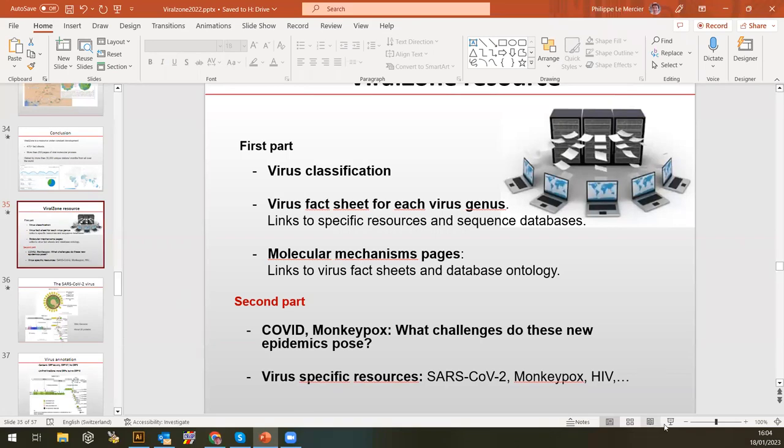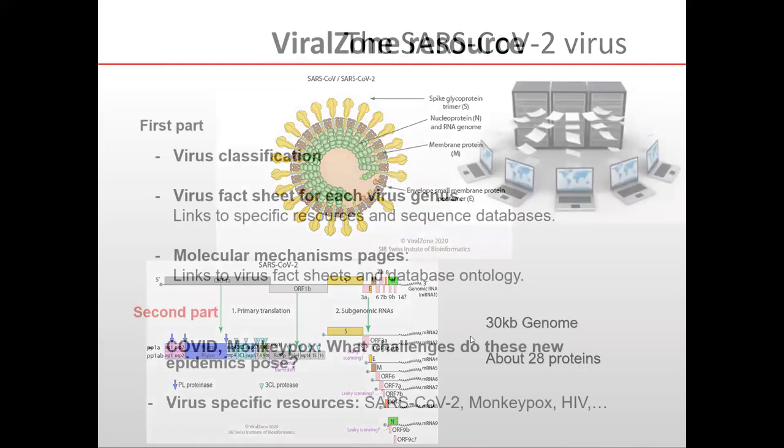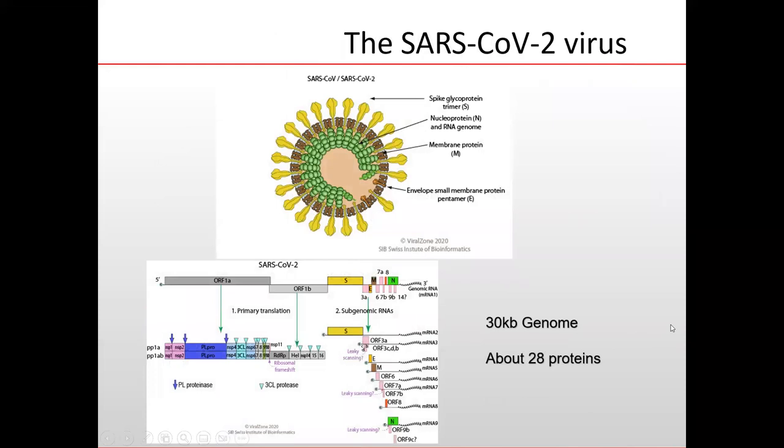Kits. Now we are going to speak about the second part, which is COVID and monkeypox, the challenge this epidemic posed to databases like ViralZone, and what we did about it. What we did actually are virus-specific resources for SARS-CoV-2 and monkeypox, but we also have them for HIV, HPV, and some of the most important viruses in terms of human impact.